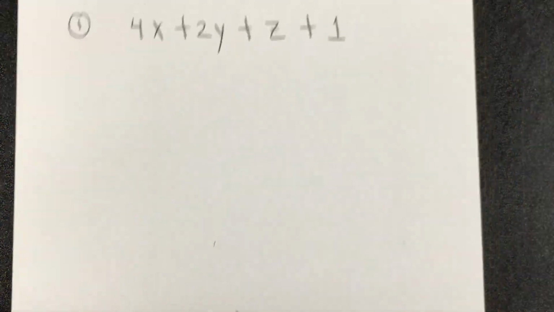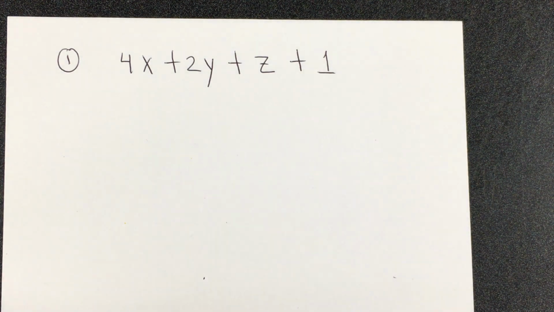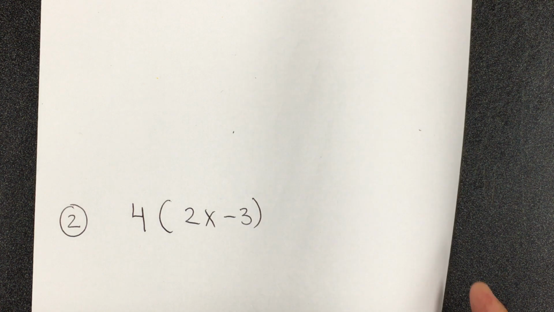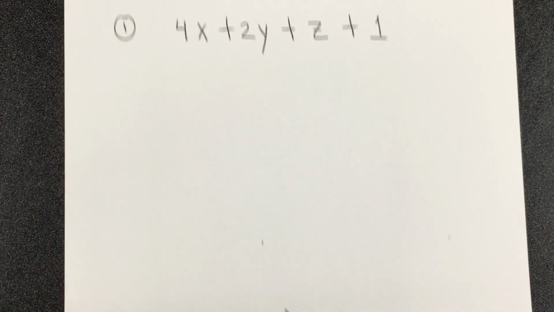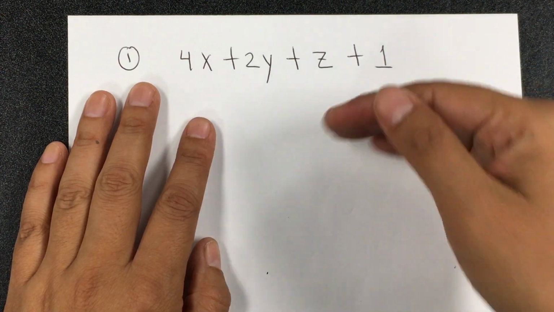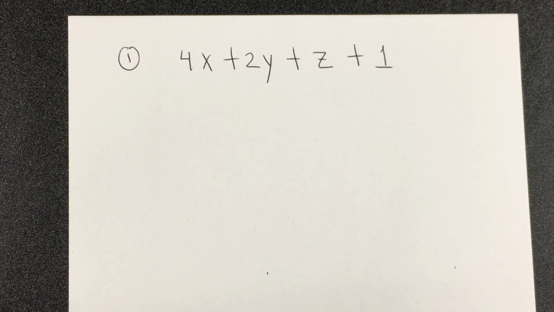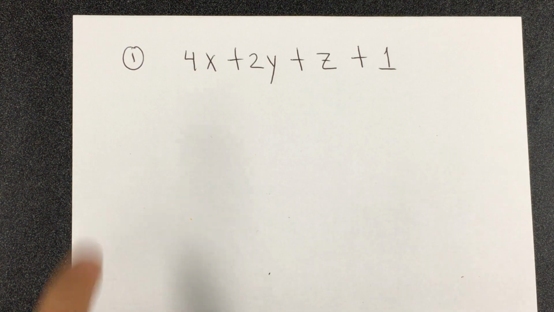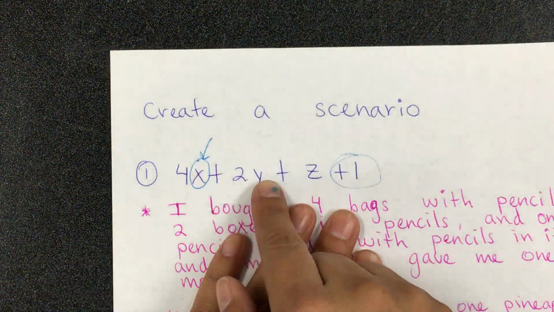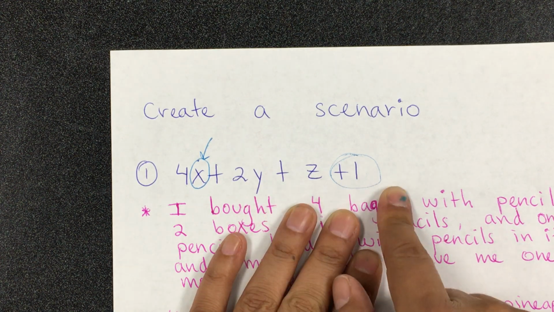So we're going to be getting expressions like this. This is just an example, and you're going to be creating scenarios. What I'm doing right now is actually giving you one expression and you will see a lot of examples that we came up with in class, but you can just write one for each number, okay? Number one was 4x plus 2y plus z plus 1.